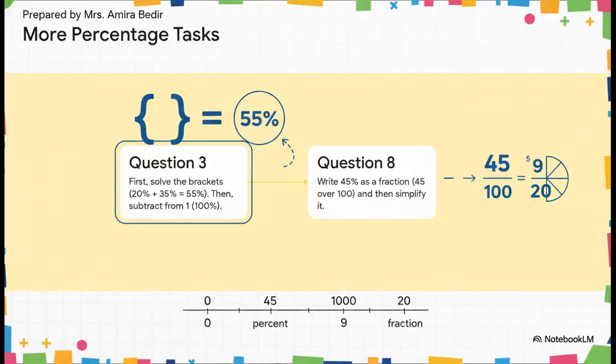For question 3, the most important thing to remember is the order of operations. You've got to do what's in the brackets first. So 20% plus 35% gives us 55%. Then we subtract that from 1. Just remember, in the world of percentages, the number 1 always stands for the whole thing, 100%. And for question 8, 45% just means 45 per 100. So we write that as a fraction and then simplify it as much as we can.